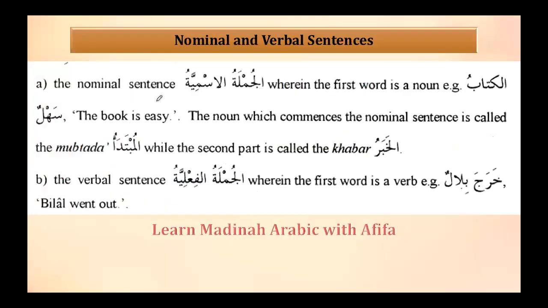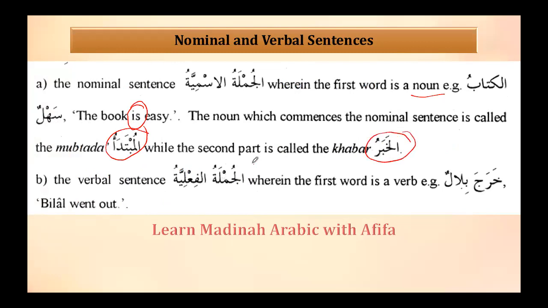We talked about the nominal sentence, al-jumlatul ismiyatu, where the first word is a noun. Al-kitabu sahlun. The book is easy. Sahlun means easy. The book is easy. When we translate, we put "is" in English. The book is easy. Al-kitabu sahlun. The noun which commences the nominal sentence is called al-mubtada'u, while the second part is al-khabar.